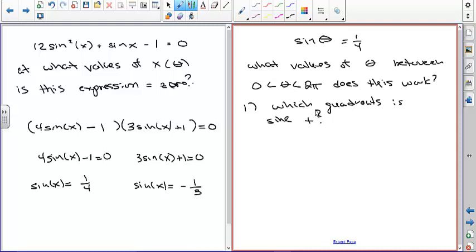All students take calculus. So which quadrants is sine positive? All. First one, yeah. Yeah, all students. So it's going to be quadrants 1 and 2.